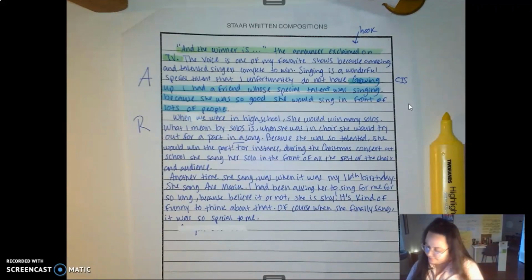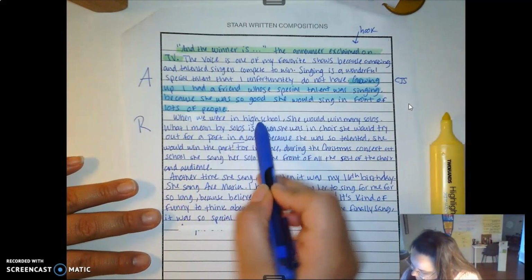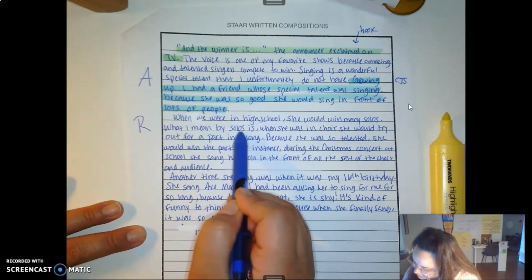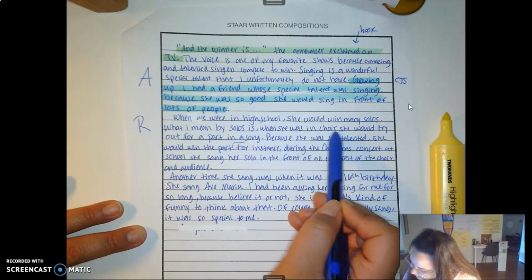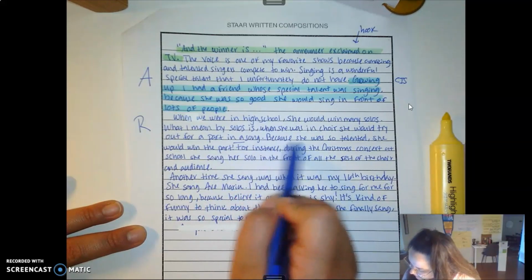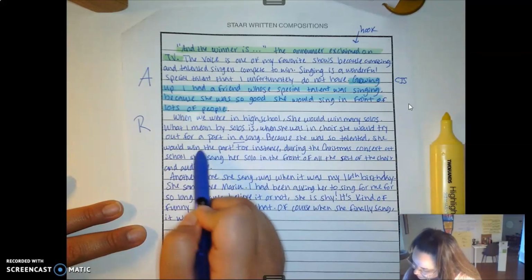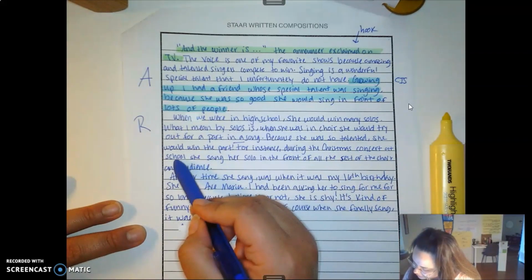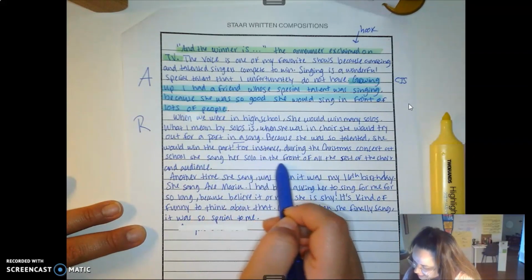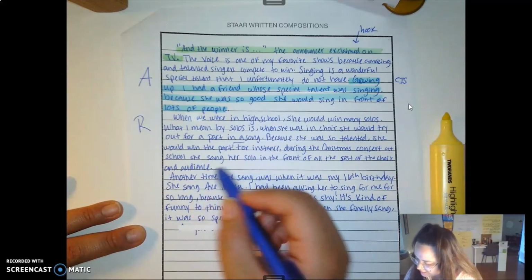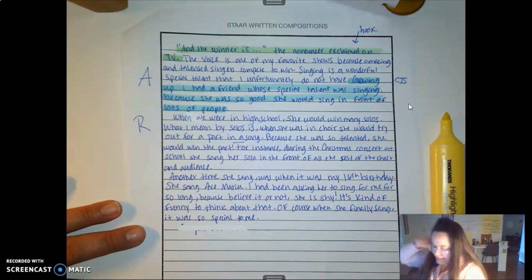Let me get my pen. When we were in high school, she would win many solos. What I mean by solos is when she was in choir, she would try out for a part in a song. Because she was so talented, she would win the part. For instance, during the Christmas concert at school, she sang her solo in the front of all the rest of the choir and audience. Now let's do some identifying.